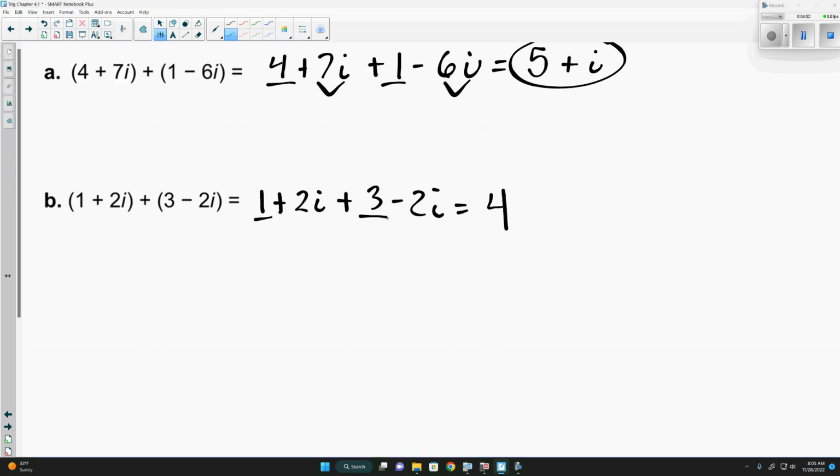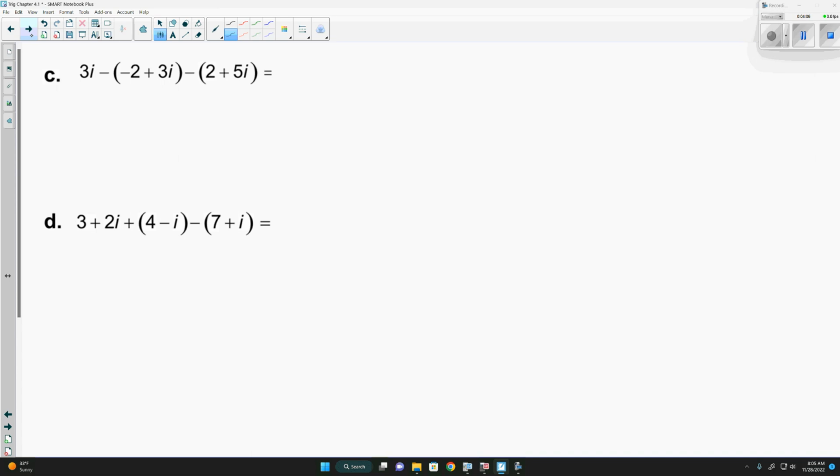Questions on any one of these here? So we'll do 2 more of these here, and really adding, subtracting, there's no big difference with subtraction. The only main thing we have to remember is to distribute the negative. So really what we have here is 3i. Negative and negative makes plus 2. Negative and 3i makes minus 3i.